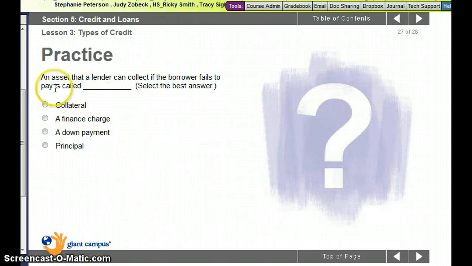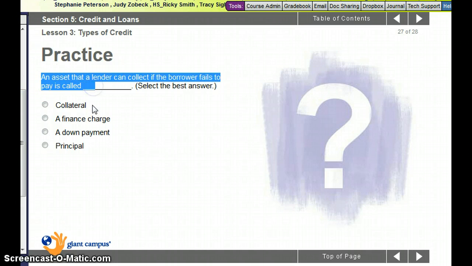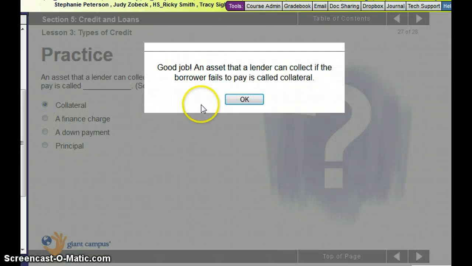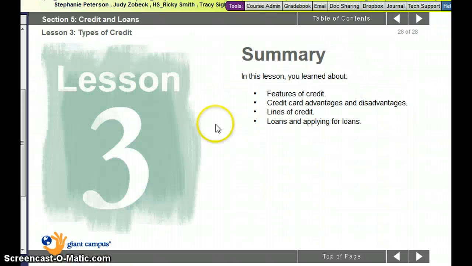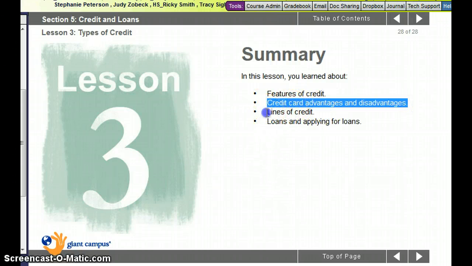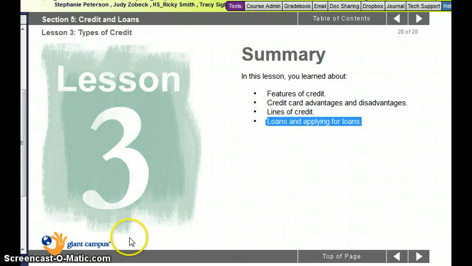So, an asset that a lender can collect if a borrower fails to pay is called collateral, finance charge, payment, or principal. Well, I think it's collateral. In lesson 3, we talked about the features of credit, credit card advantages and disadvantages, lines of credit, loans, and applying for loans.